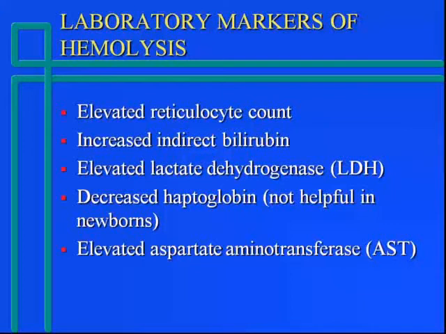Laboratory markers that are good general screens for hemolysis include an elevated reticulocyte count, an increased indirect bilirubin, an elevated lactate dehydrogenase, or LDH, decreased haptoglobin, though I would note this is not helpful in newborns in the first few months of life, and an elevated aspartate aminotransferase, or AST. So if you're considering a hemolytic disorder, sometimes it's useful to send these laboratory tests to see if there is evidence for this.